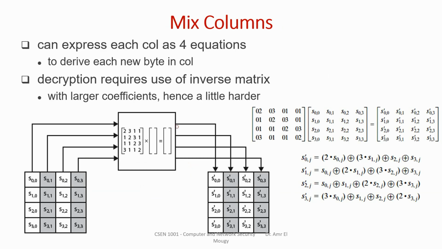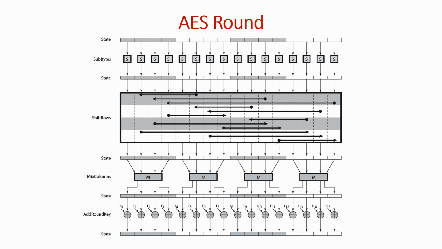By the way, in mixed columns, if you want to invert, in the decryption process, you also have to do a multiplication, but the multiplication is by the inverse matrix. So it's not an identical matrix, it's the inverse. This is not the inverse matrix, this is the multiplication matrix, but there is an inverse matrix that you have to multiply with. Okay, this is then the summary of an AES round.